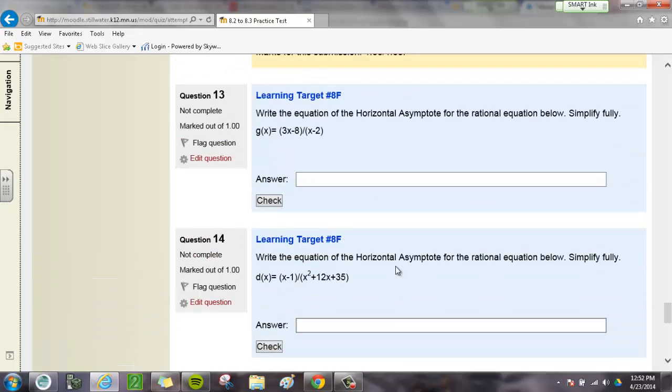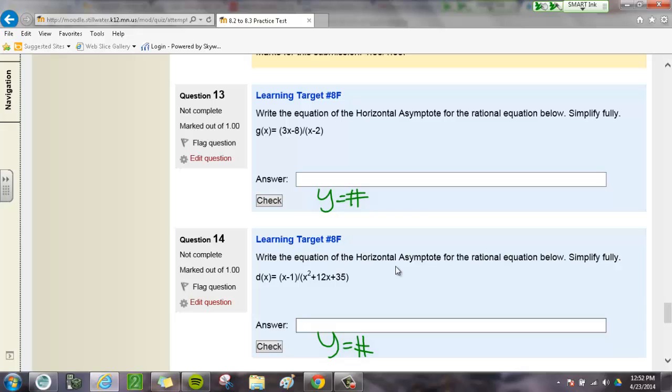Great. Okay. Moving on. 2 more problems. There will be 13 problems on the test. I think I cut one out of here. Write the equation of the horizontal asymptote for the rational equation below. Horizontal asymptotes are, just so you guys know, of the form y equals a number. Okay, that's a horizontal asymptote. Same goes for this bottom one, y equals a number. We just got to figure out what that number is.